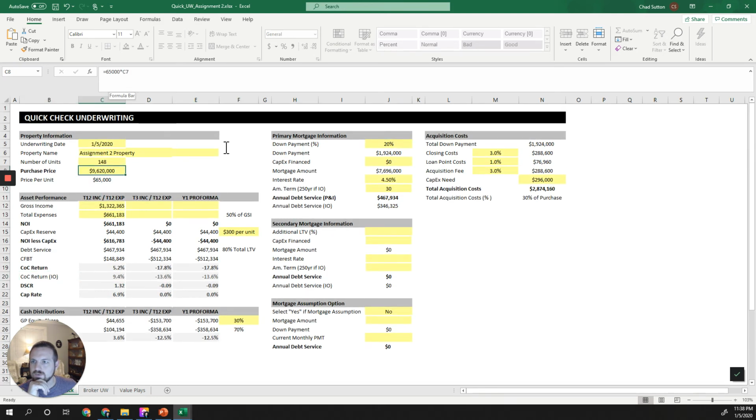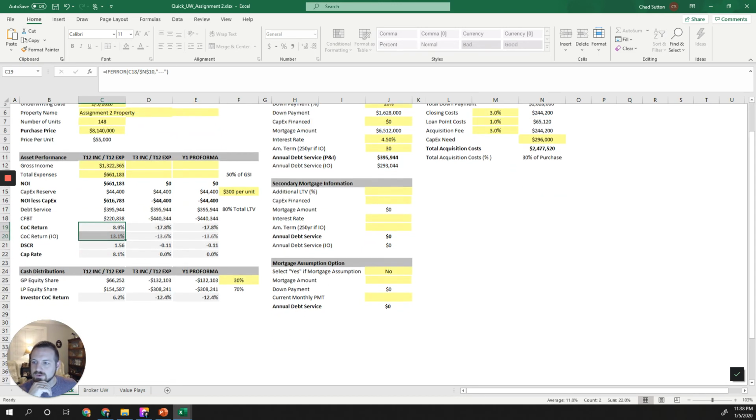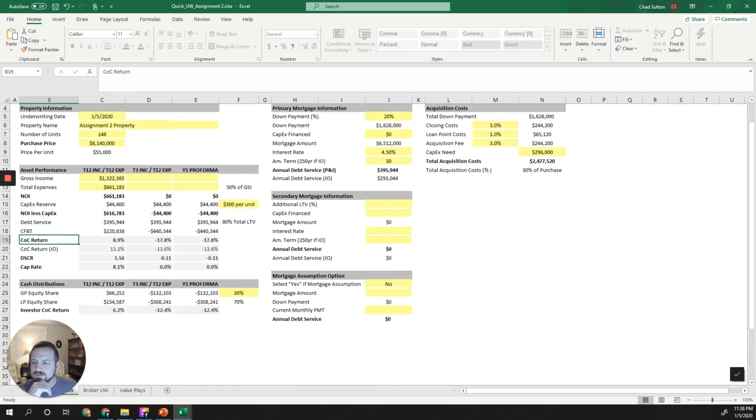Let's go down even more. Let's take it down to 55. Drastic move. Okay, that got us up there. So now we're kind of at the range where cash on cash return is 9. If I did principal and interest only, debt service coverage ratio is now out of trouble. Cap rate is at 8.